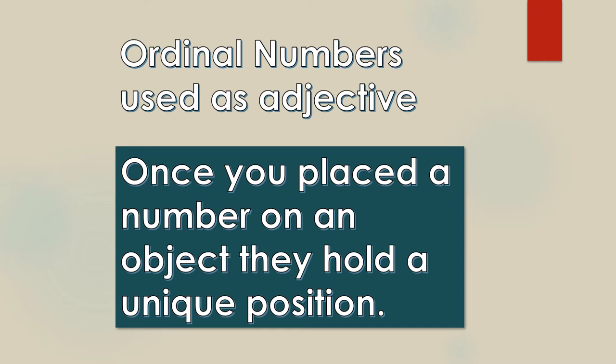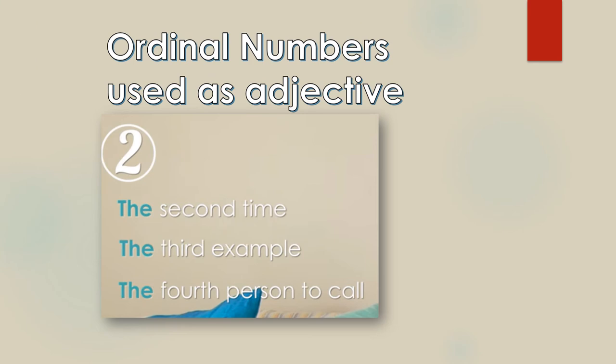Now, ordinal numbers, you know: first, second, third. We use "the" when we use ordinal numbers as adjectives. And once you place a number on an object, it holds a unique position. Examples of ordinal numbers used as adjectives: the second time, the third example, the first person to call.